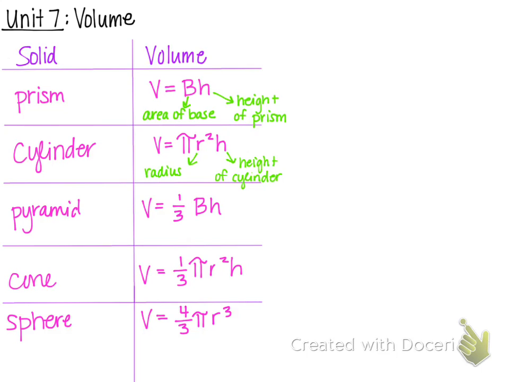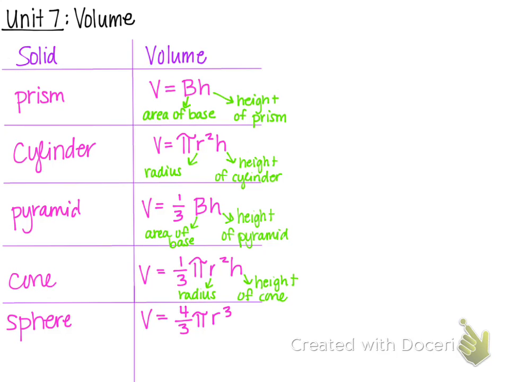For pyramids, we have volume is equal to 1/3 big B times h. Again, big B is the area of the base, and h is the height of the pyramid. Then we have the cone. Volume is equal to 1/3 pi r squared h. R is the radius again, and h is the height of the cone.